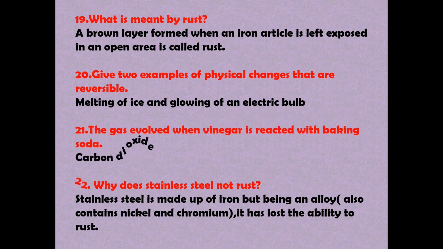Next one. Why does stainless steel not rust? Stainless steel is made up of iron, but being an alloy, it is a mixture of two or more metals or a metal and a non-metal. It also contains nickel, manganese and chromium, so it has lost the ability to rust. Let's move on to the next set of questions.